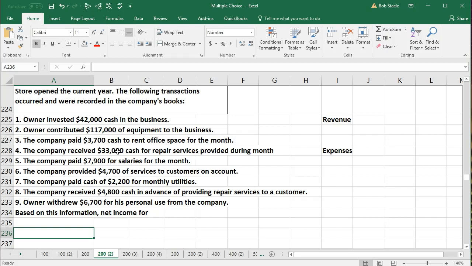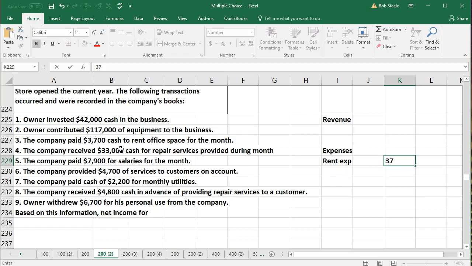Next one. The company paid $3,700 cash to rent office space for the month. So is cash affected? We're going to say yes, cash is credited. And the debit then going to office rent, we would say. So I'm going to list that here. That is going to be an expense. We'll say rent expense. Now I'm going to put two columns. I'm going to put that in this column, and then we're going to sum them up in the outer column. So we're going to have rent expense, and company paid rent of $3,700.